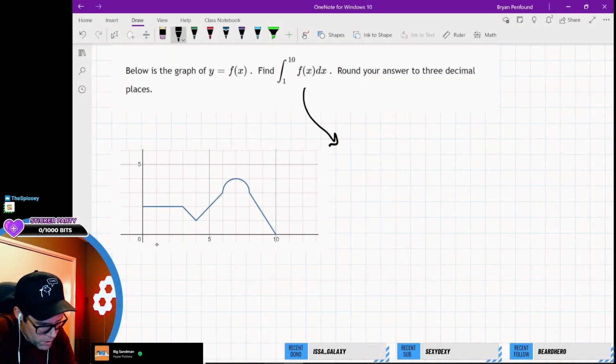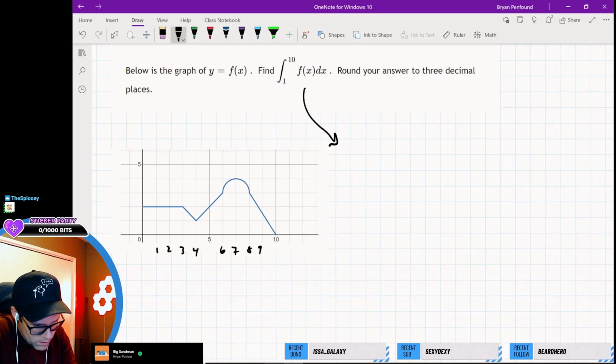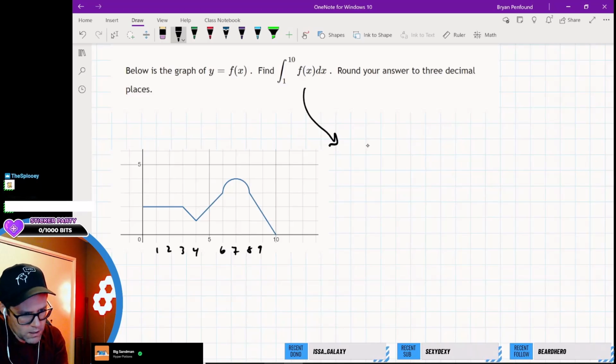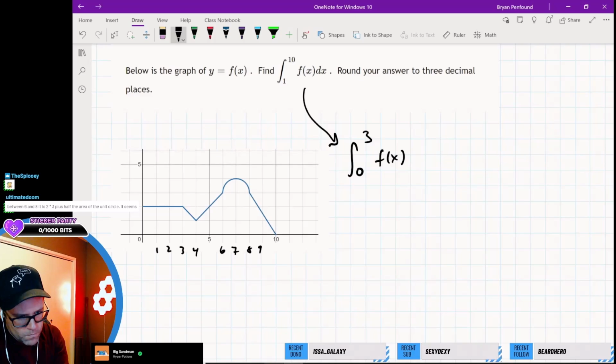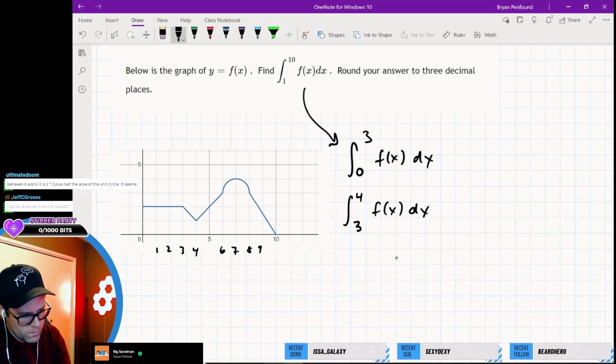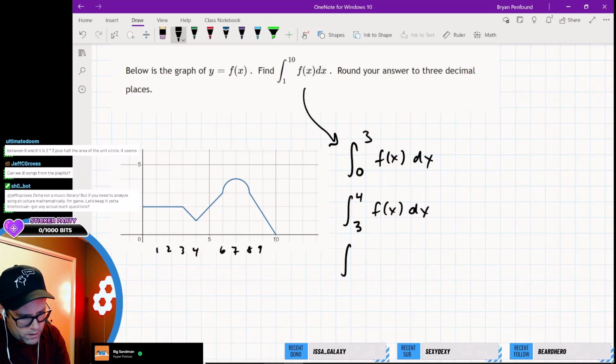So we basically want to break this up into 1, 2, 3, 4, 5, 6, 7, 8, 9, 10. So we want to kind of break this up into a bunch of different pieces. So we basically want to go from like 0 to 3. And then maybe 3 to 4. And then 4 to 6.